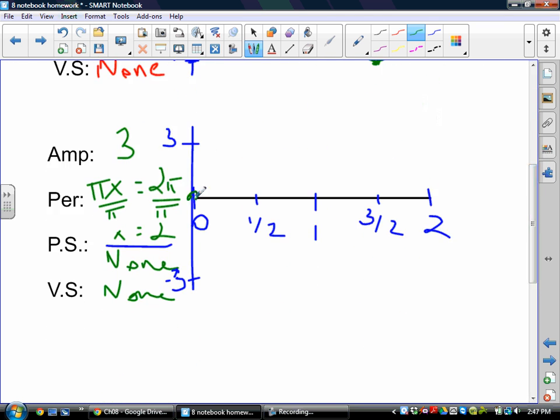So I'm going to start at 0, 0, up, 0, down, and -3, up. So make sure your amplitude is 3 in both directions from the midline. This is 3 and this is 3.